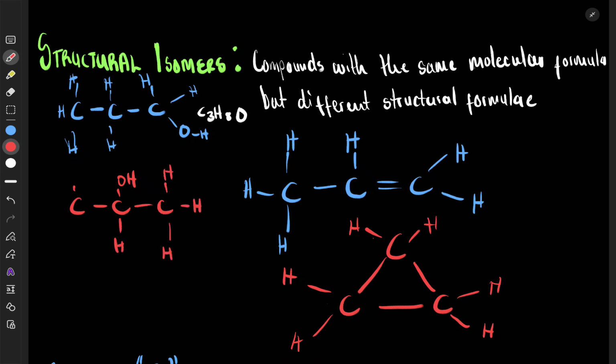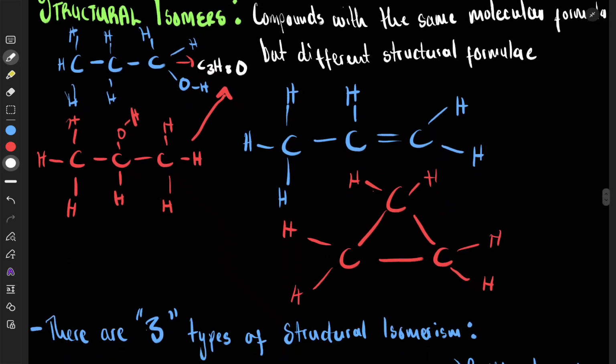Okay, so these two give me this guy, C3H8O, but they are not the same. They are not the same. And these are structural isomers, because if you look at their structural formula, it's not the same. Here OH is on the first carbon, here OH is on the second. So they are structural isomers.